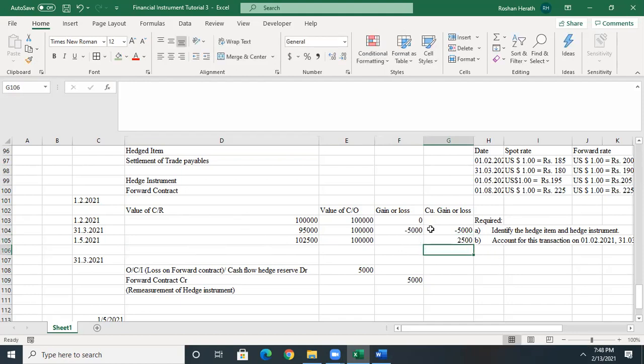Then how can you make this 5,000 loss to a cumulative gain of 2,500, it's simply the recognition of this difference. It's 7,500. If you recognize a gain of 7,500, then you ended up with the cumulative gain.